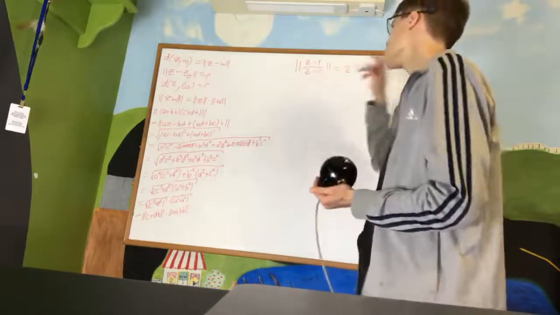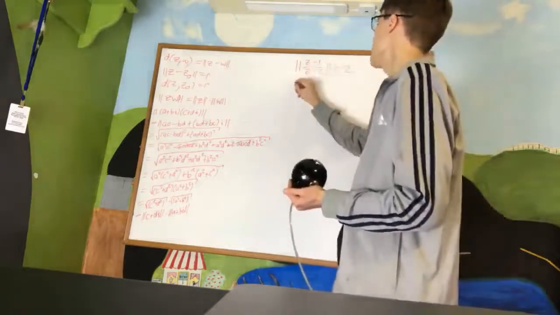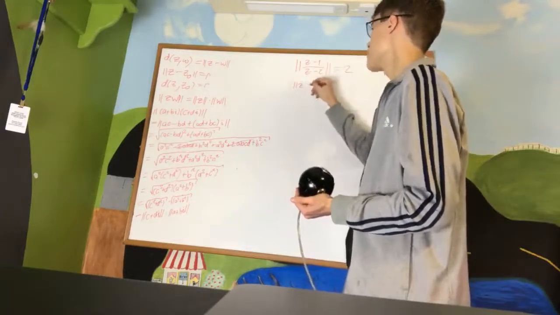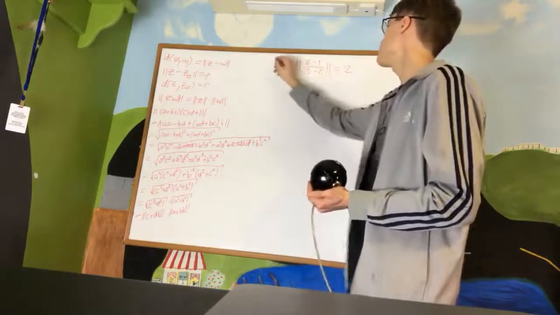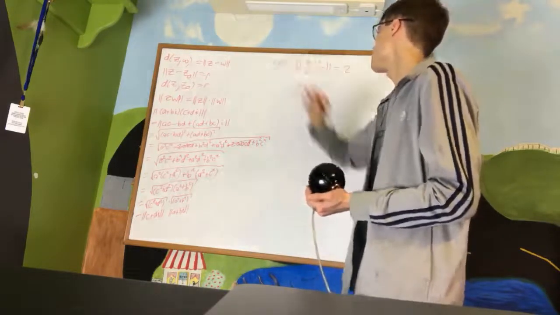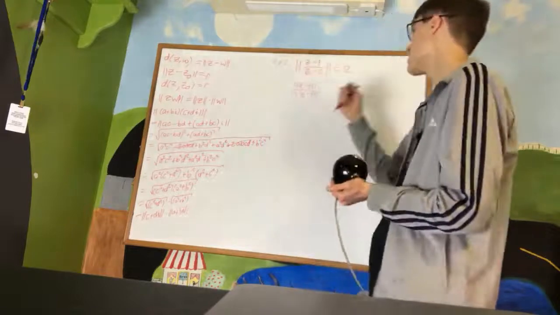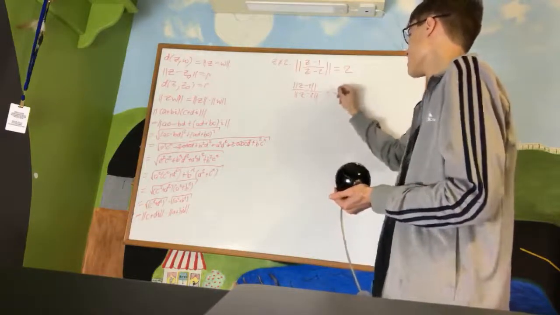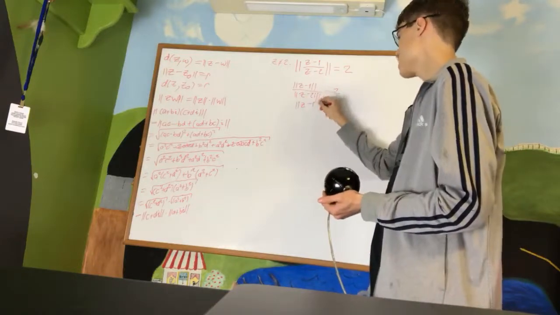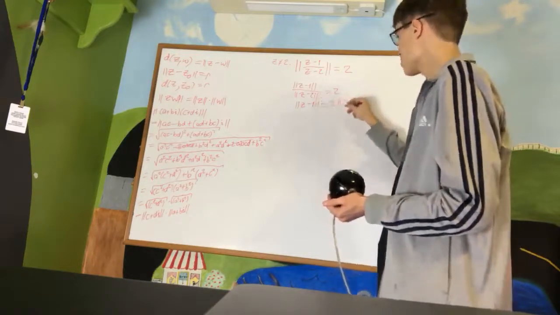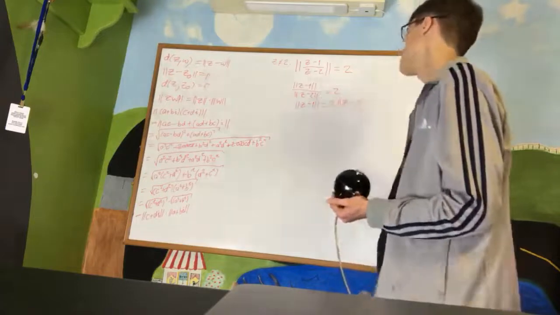And because division is just glorified multiplication, I can just do the magnitude of the top over the magnitude of the bottom, assuming z is not equal to 2. That's just to make sure that the denominator isn't 0. So that's equal to 2. So I have the magnitude of z minus 1 equals 2 times the magnitude of z minus 2.